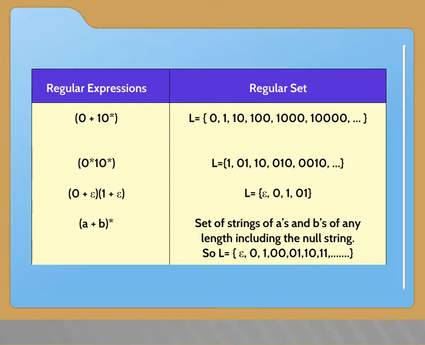A plus B, the whole star. Set of strings of A's and B's of any length including the null string. So L is equal to epsilon, 0, 1, 0, 0, 0, 1, 1, 0, 1, 1, and it goes on.